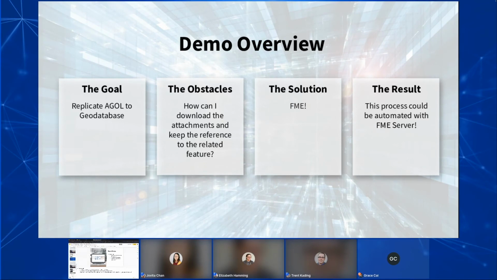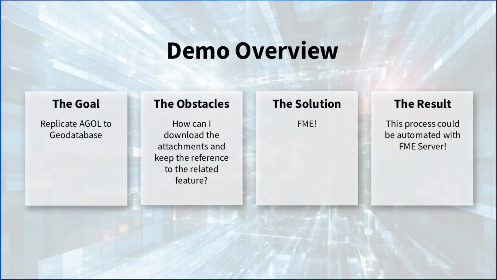So the goal of this demo is we're going to replicate an ArcGIS Online feature service and create a file geodatabase while maintaining the relationship between the features and their attachments. And in this case, the attachments will be images. So the obstacle is how can I download the attachments and keep the reference to that related feature? And the solution is FME.